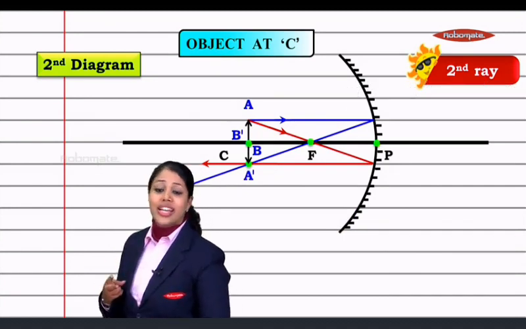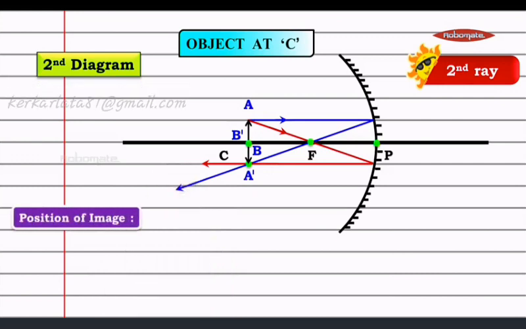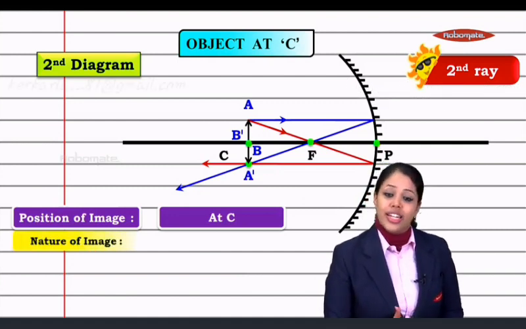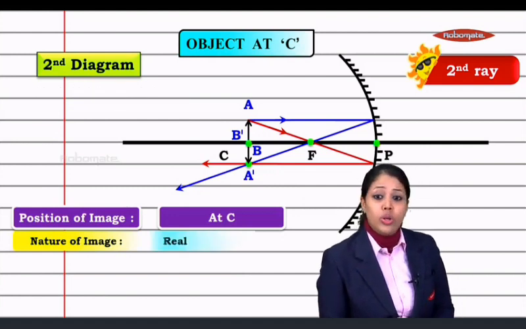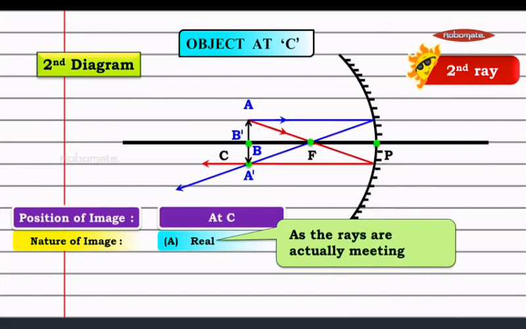Next you have to write 2 things, that is position of image and nature of image. Coming to position of image, where is the image obtained? We say the image is at C. Next, you have to go for nature. Nature, students, are the rays really meeting? Yes, they are really meeting. So you will say it is a real image as the rays are actually meeting.